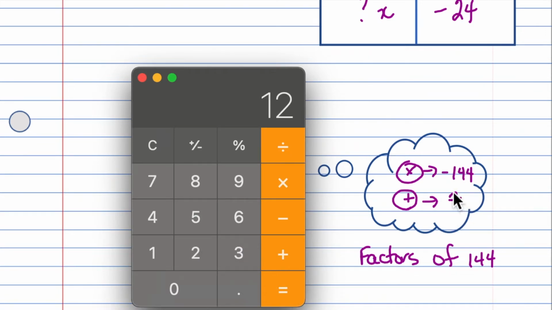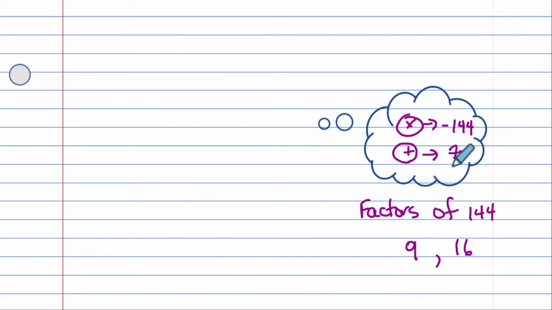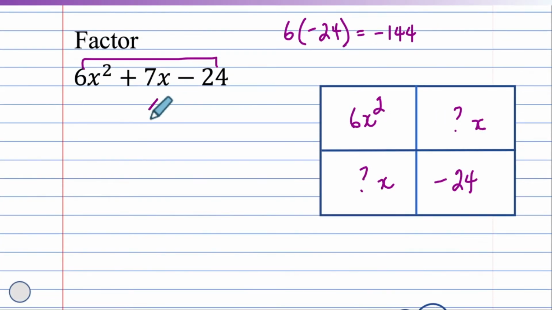Well, that's not going to work. It doesn't make a plus 7. 144 divided by, try a 6. Not quite. 144 divided by, try an 8. Not quite. 144 divided by 9. 9 and 16. That could be it. We need a positive 7, so we'll make the 16 a positive. The 9 will be negative. There it is. Negative 9 and positive 16. We will split the 7x to be a 16x and a negative 9x.